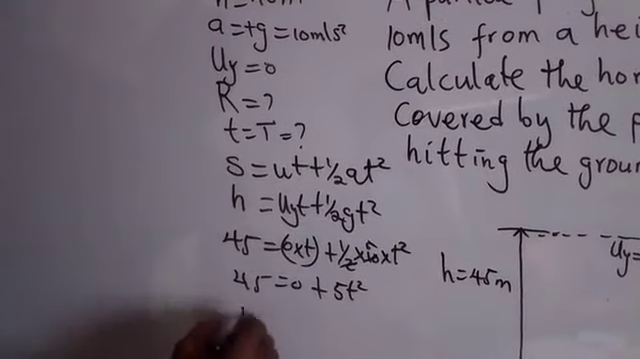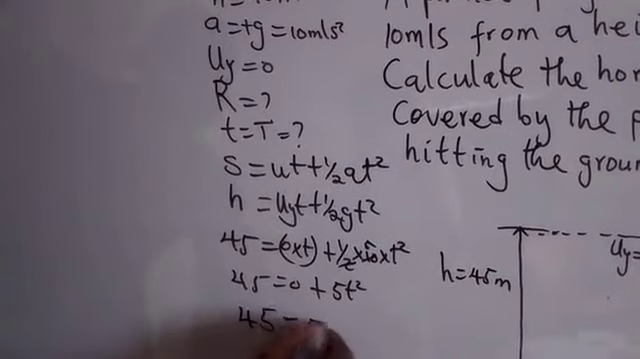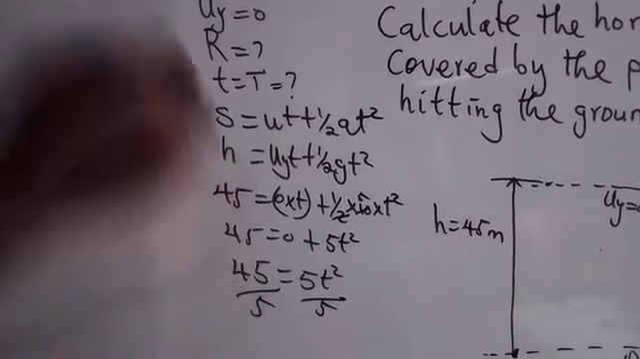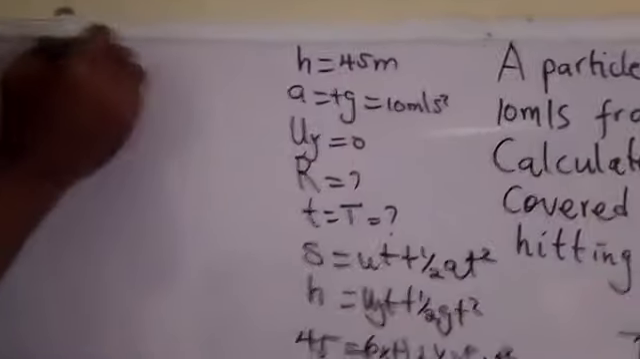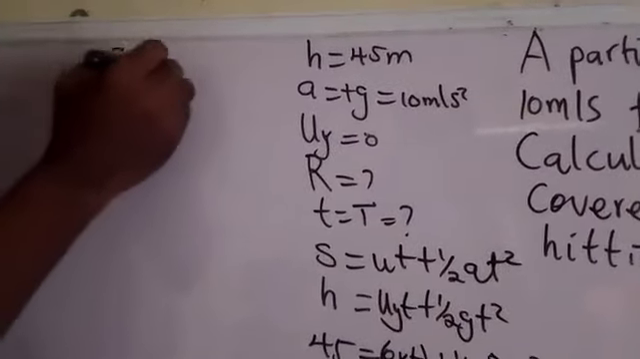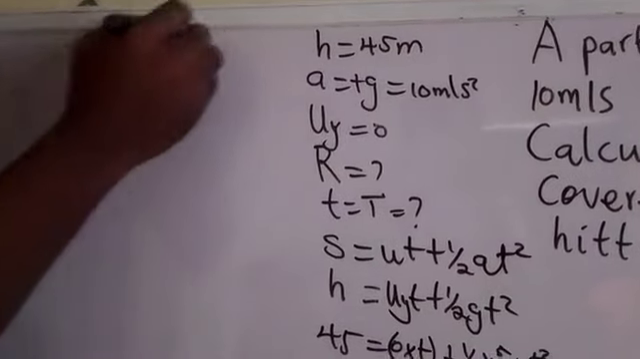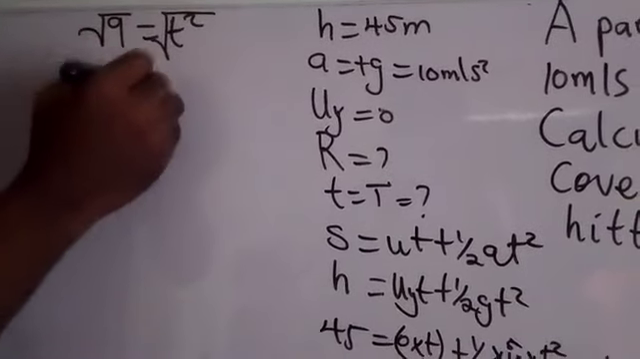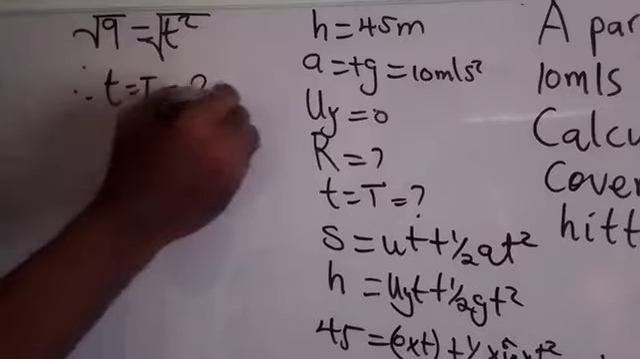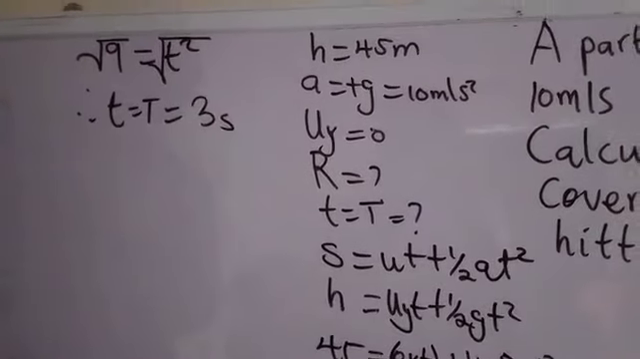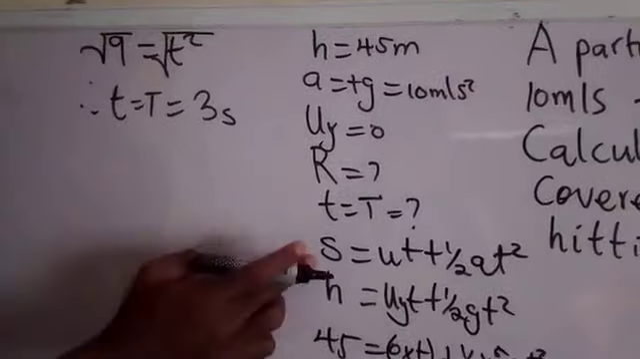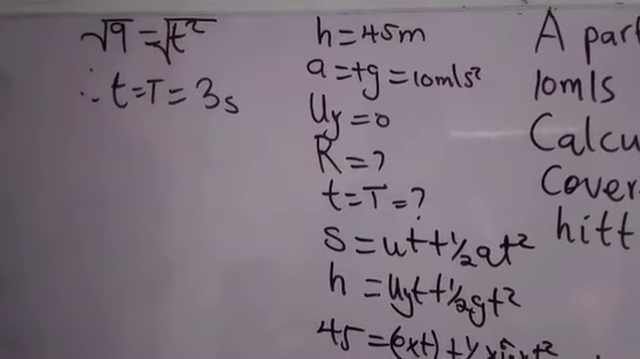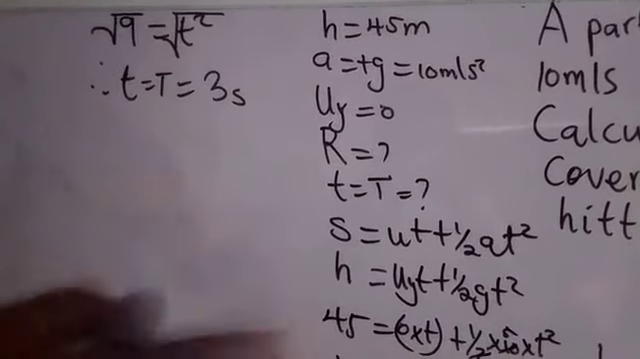So we have 45 equal to 5t squared, dividing both sides by 5. 45 by 5 is 9, equal to t squared. So taking square root of both sides, we give t, which is time of flight, as 3 seconds. Now we've gotten this. Remember, we got this t considering the vertical direction of motion. Let's consider the horizontal direction of motion so that we can find the range.